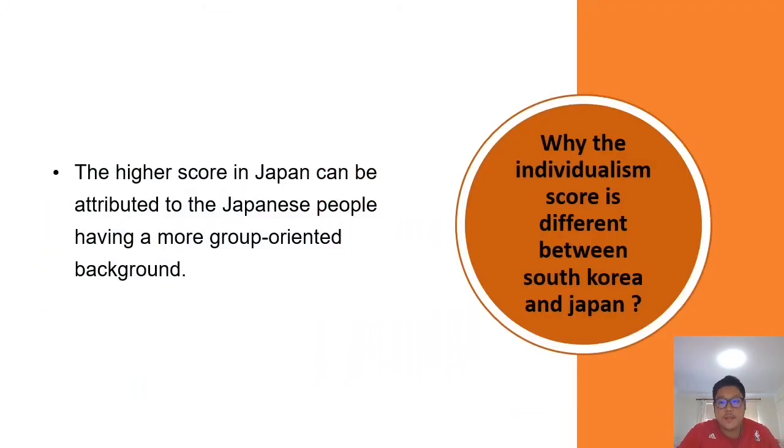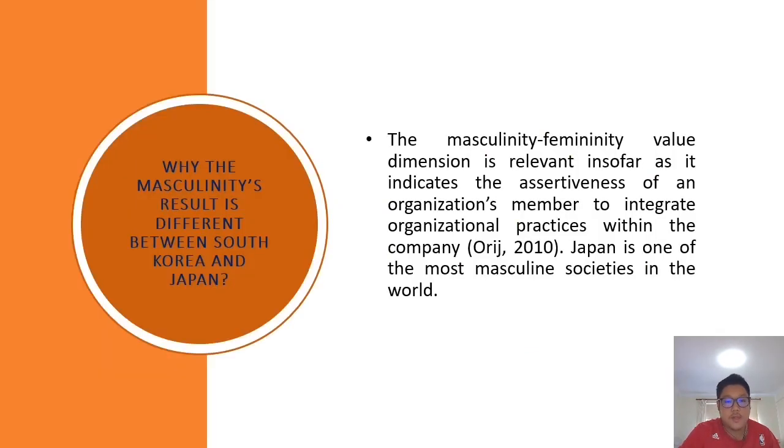Why is the individualism score different between South Korea and Japan? The high score in Japan can be attributed to the Japanese people having a more group-oriented background. Japanese education is more geared toward group work. The masculinity result is also different between South Korea and Japan. The masculinity-femininity value dimension is relevant insofar as it indicates the effectiveness of an organization's members to integrate organizational practice within the company. On the other hand, Japan is one of the most masculine societies in the world.